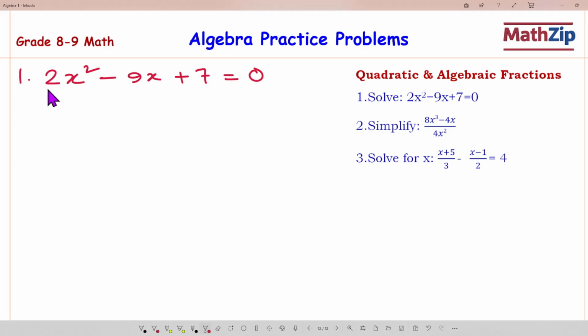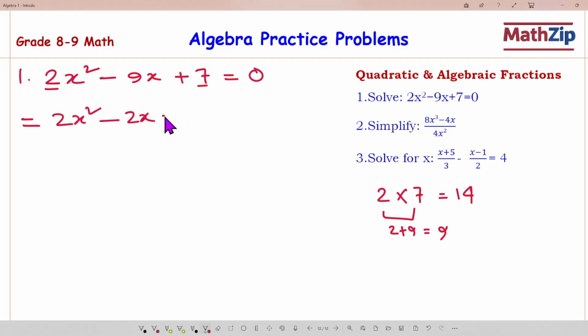Here 2 is the coefficient of x², and 2 times 7 is 14. So we have to find two numbers that multiply to 14 and add up to 9. Since we have −9x, we can write 2x² − 2x − 7x + 7 = 0.